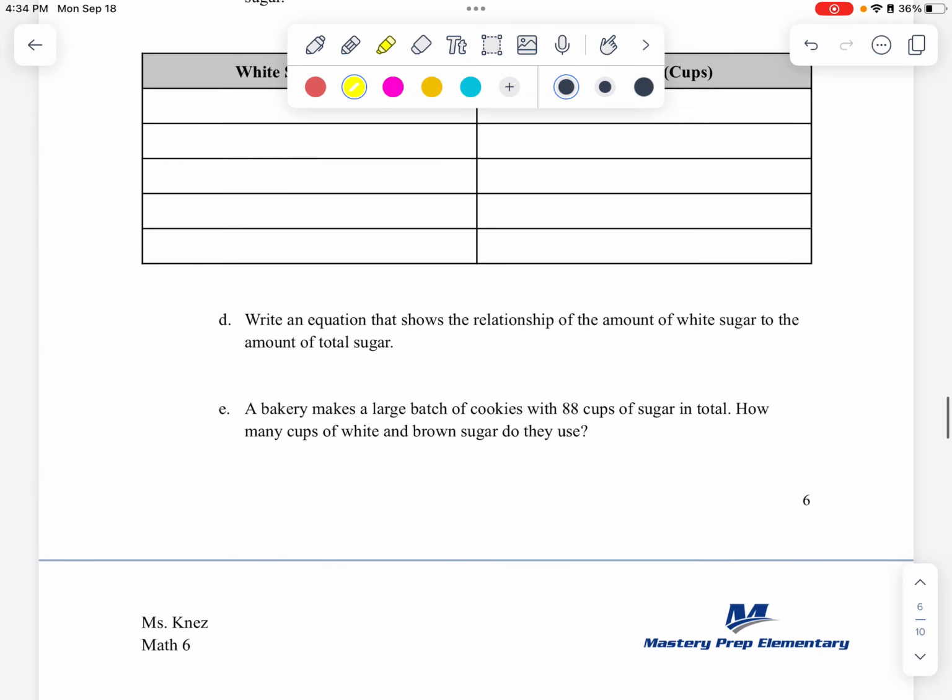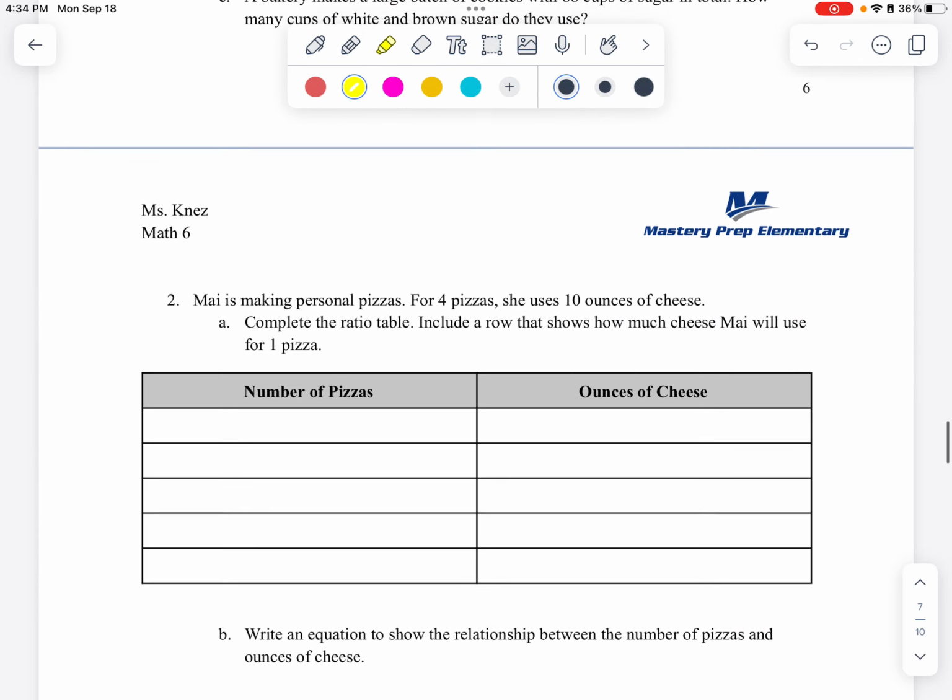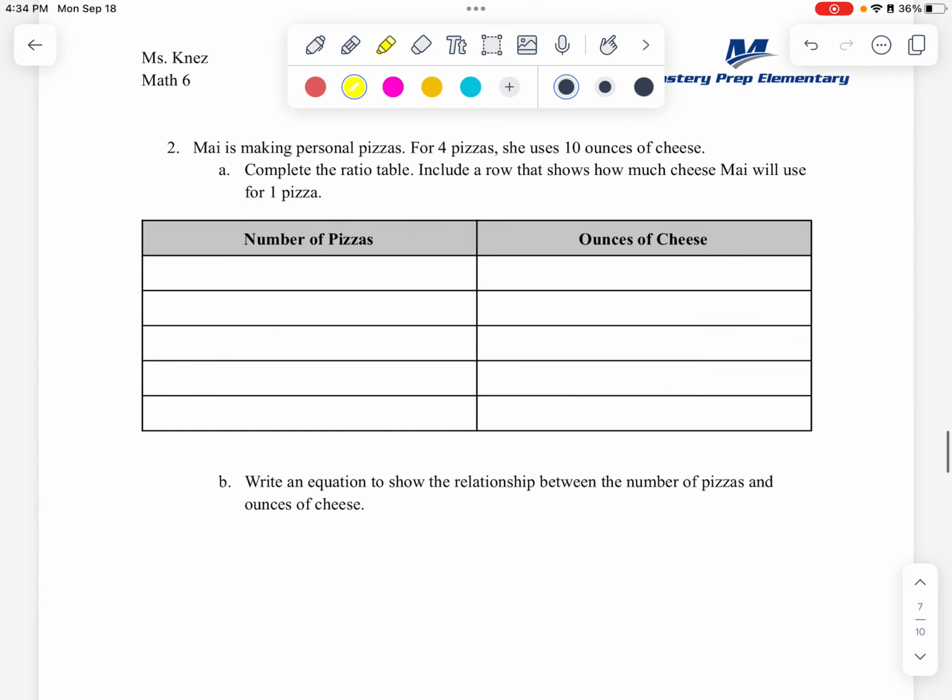Wednesday night's homework is similar to Tuesday. You're working more in tables to find relationships and equations. We're going to use question 2 again as our example. In question 2, Maya is making personal pizzas, and for 4 pizzas, she uses 10 ounces of cheese.